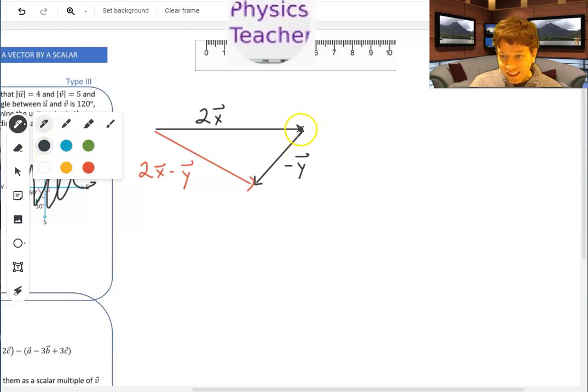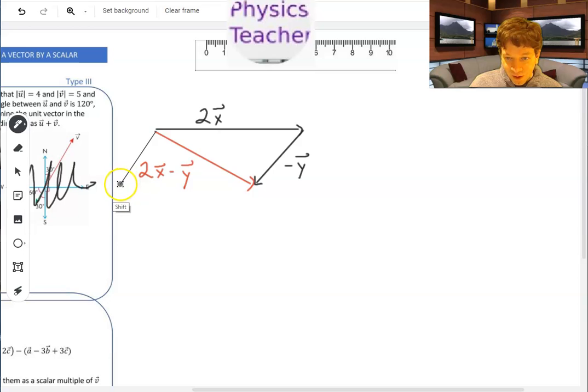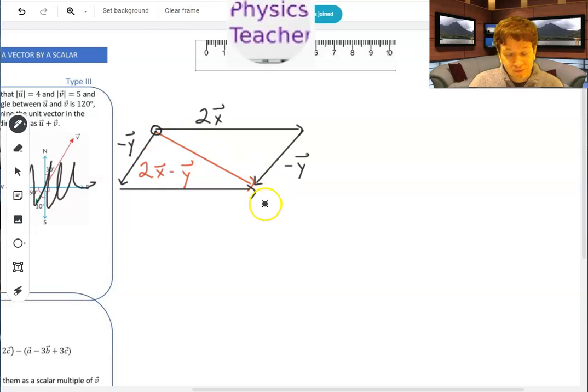So in this case, I connected the tip of 2x to the tail of negative y. But if you wanted to, you could have done the parallelogram, where you connect the tails of 2x and negative y. The tails are connected, and we complete our parallelogram like this. Then you draw the diagonal, connecting all tails to all tips. However way you want to draw it, you're still going to solve the same triangle.